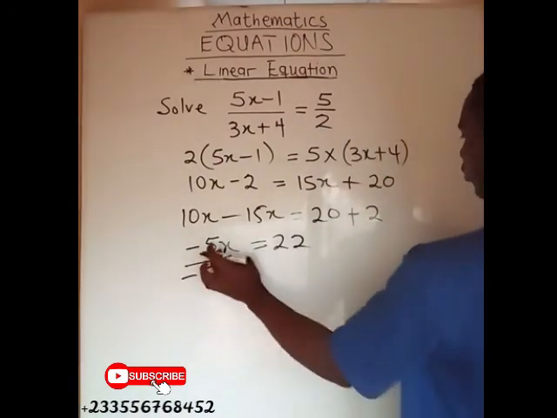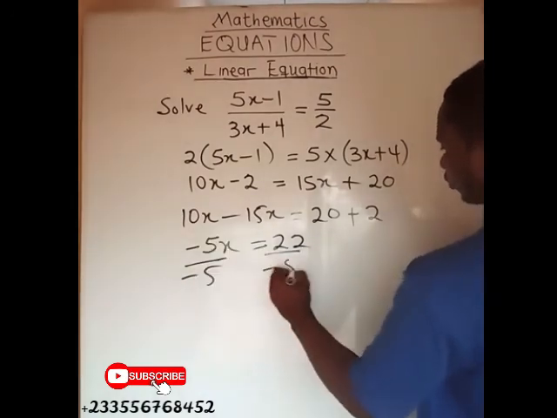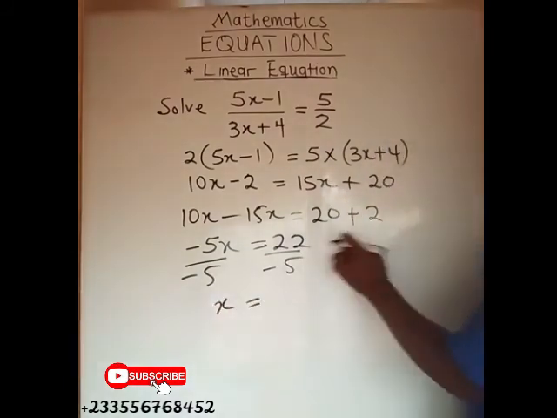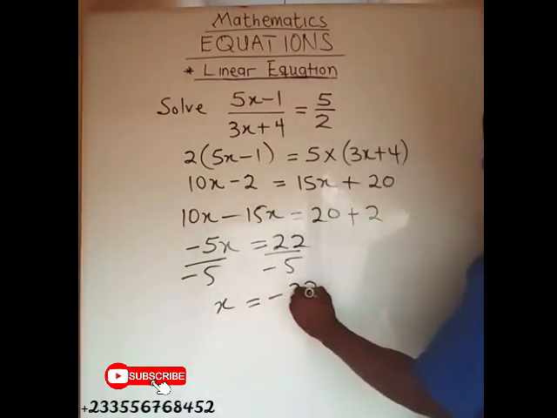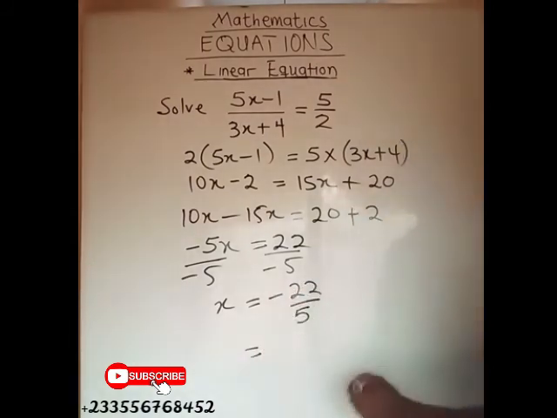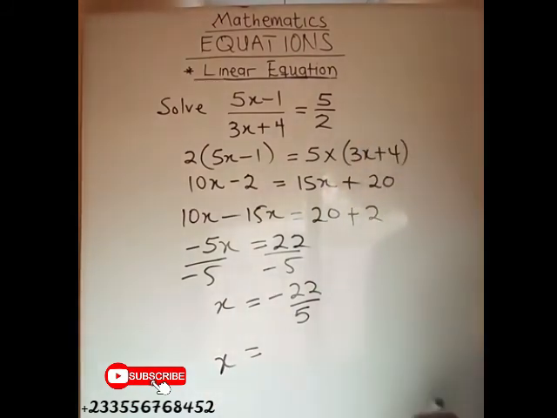The number beside x will be negative 5, so that x is equal to negative 22 over 5. So we change this one to mixed numbers. We cannot leave the answer in improper fraction. We change it to mixed numbers. So 5 will go into 22 4 times. Let me explain this one.